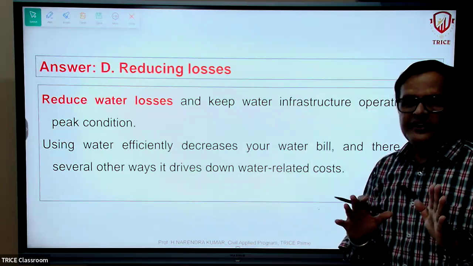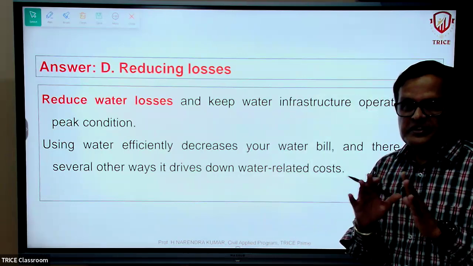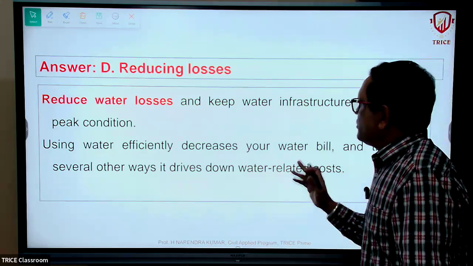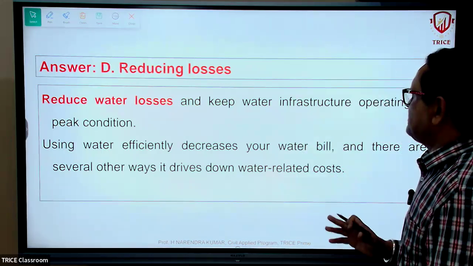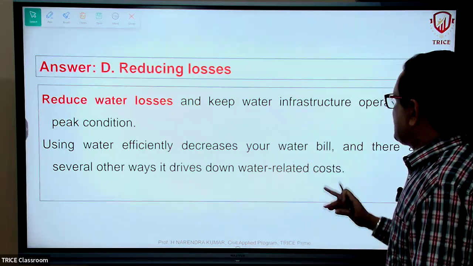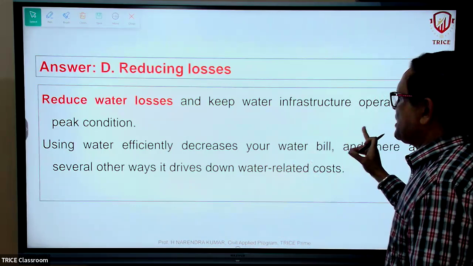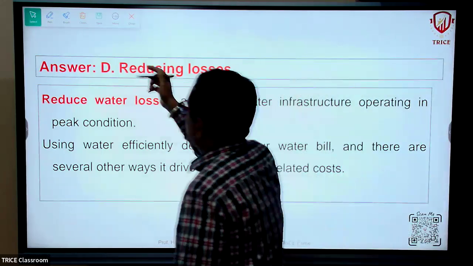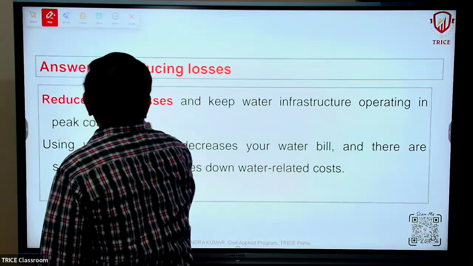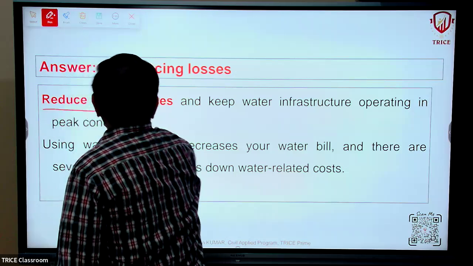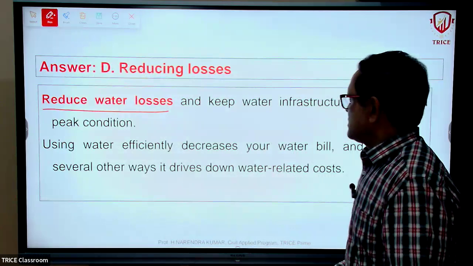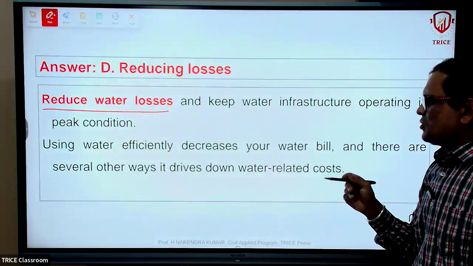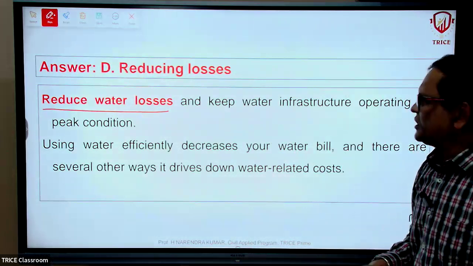So I can tell you that ours is not the best managed water supply schemes. So what is the purpose of best managed scheme? Reduce water losses, keep water infrastructure operating in peak condition. Very, very important purpose is reduce water losses. Please do remember, my dear students, because as I said earlier, the percentage amounts to be around 35 to 40%.